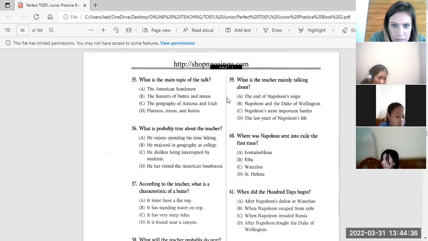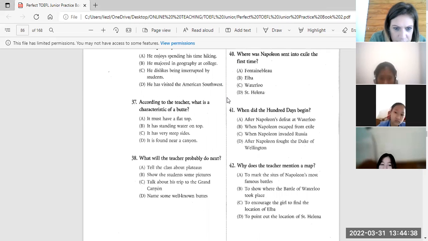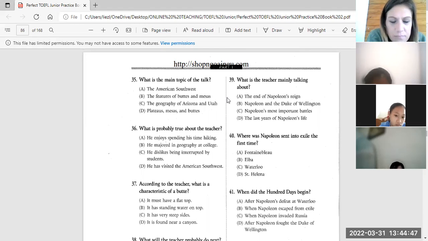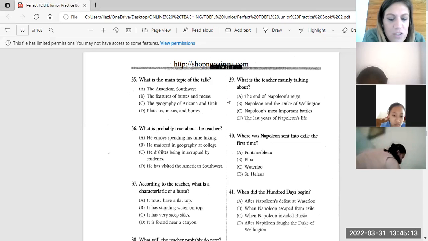Okay. Okay, number 39, what's that? Number 35. Okay, let's listen to this one, number 35. The teacher is talking. In my opinion, the most beautiful part of the country is the Southwest. I'm referring specifically to the land in the states of Arizona, New Mexico, Utah, and Colorado. If you ever get a chance to go there, you should.